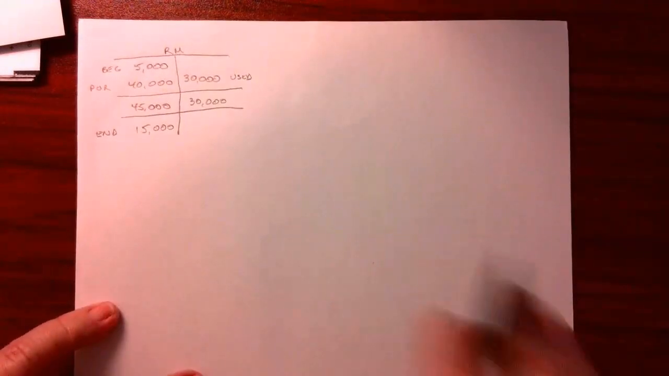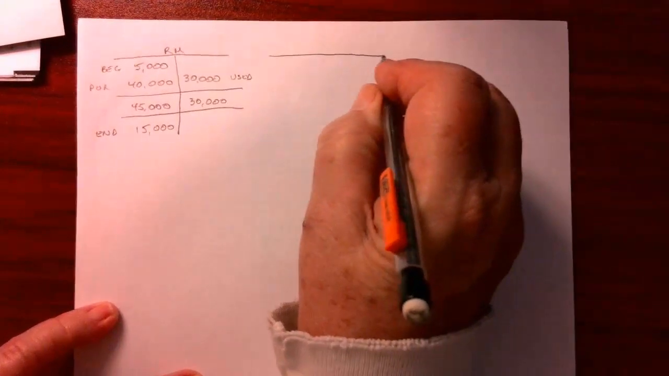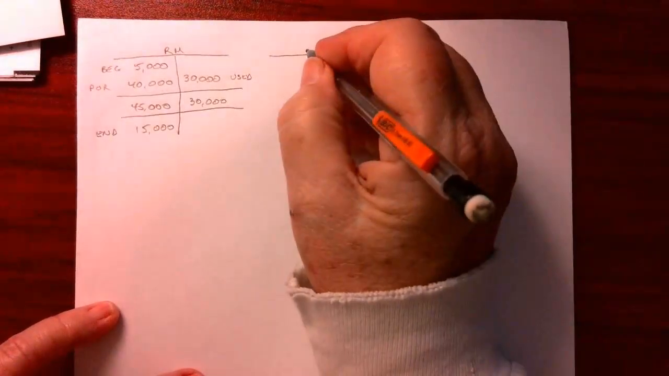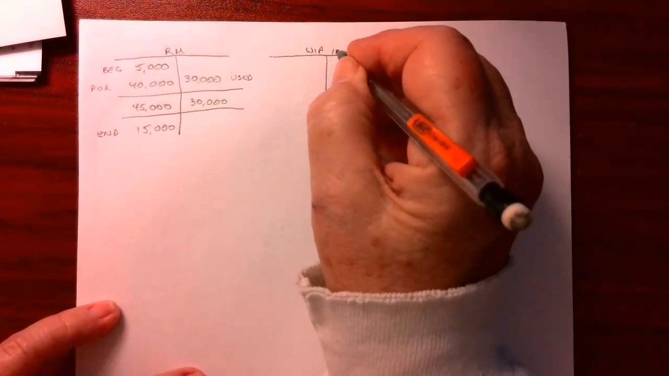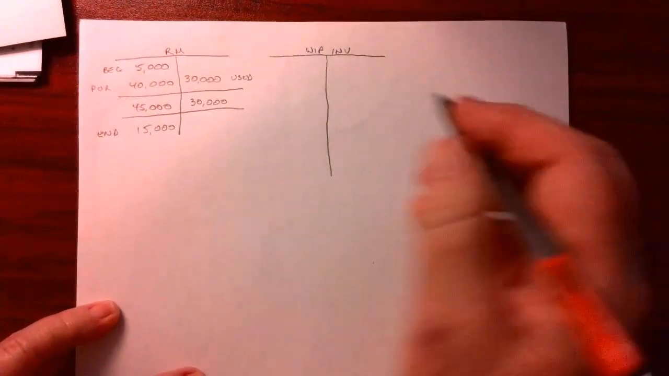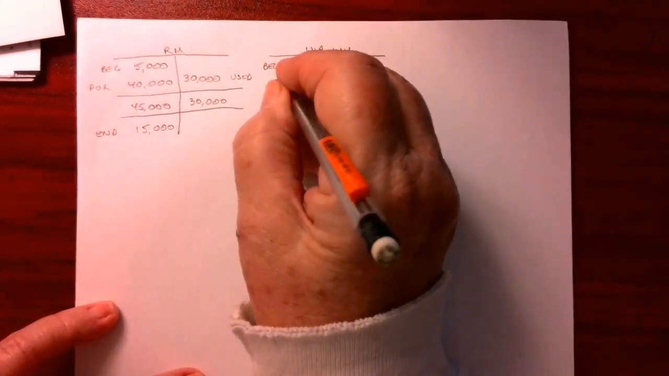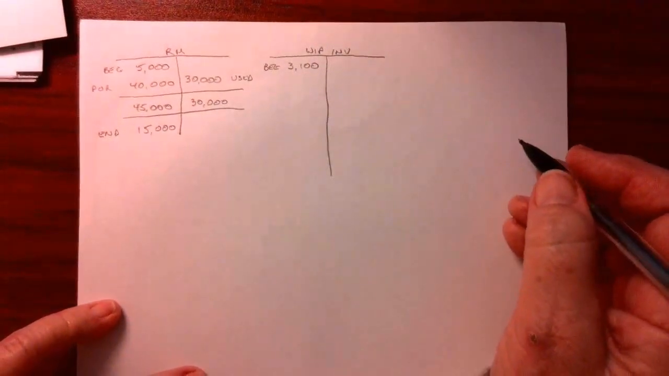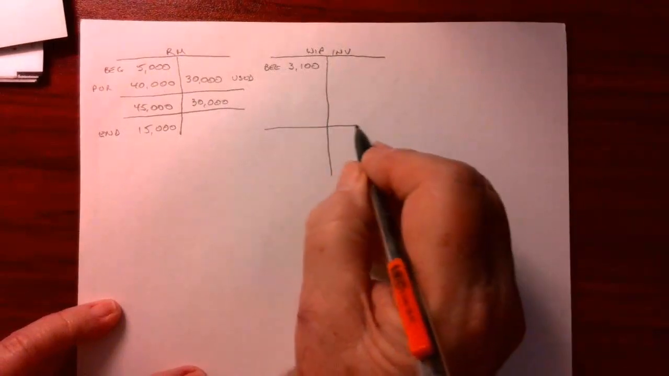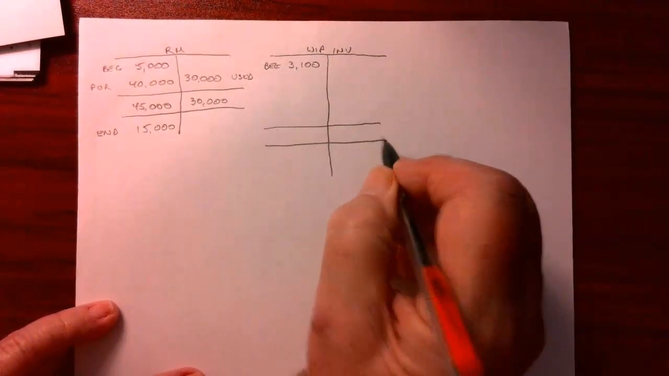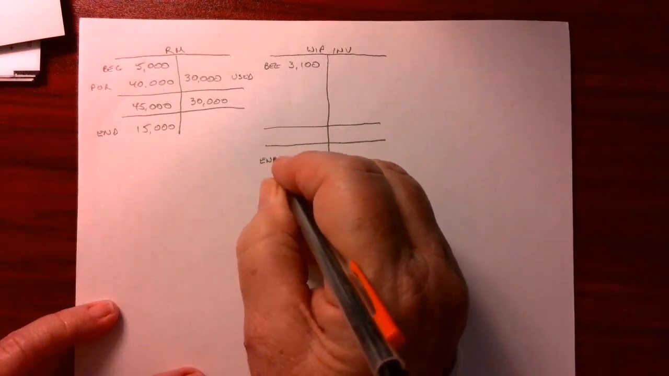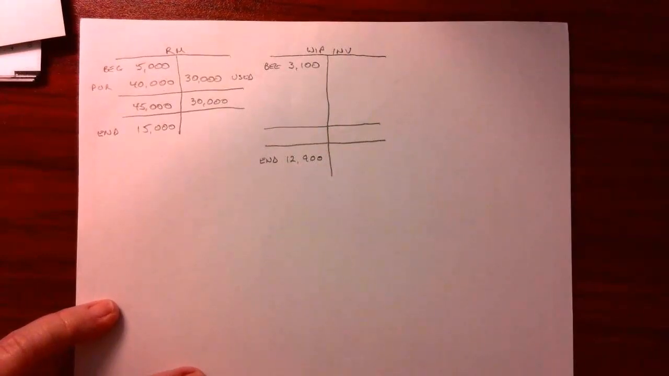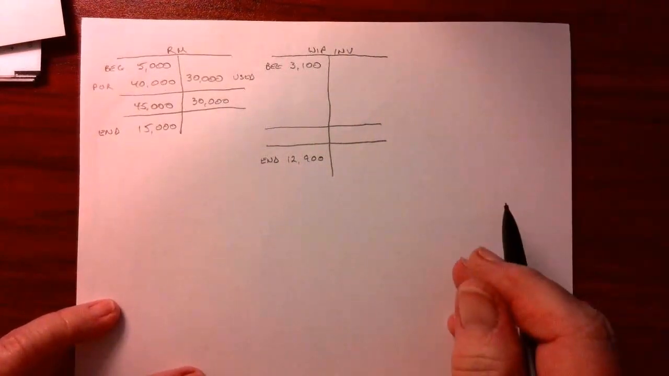Okay, the next one is work in process. Let's make a big T account for work in process. We've got a lot of numbers in here, so it should be longer than the other ones. This is work in process inventory, and we're told that it's got a beginning balance of 3,100, and the ending balance is 12,900. So give yourself some space here. Units transferred out are 10,000.